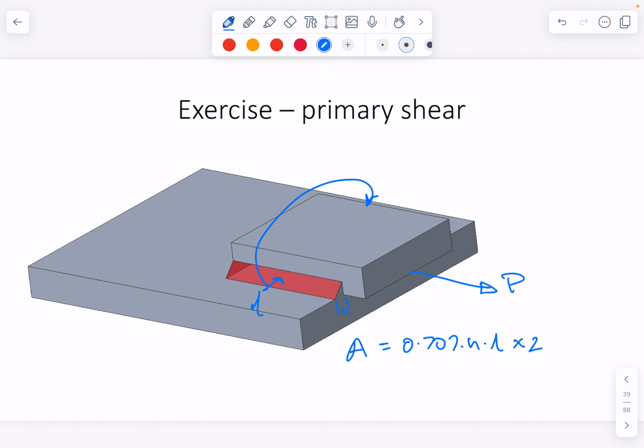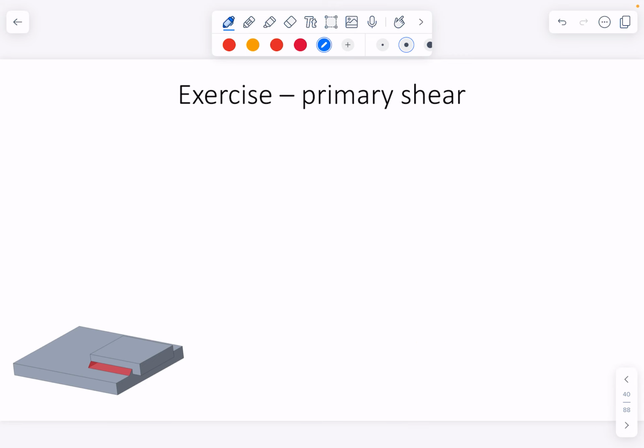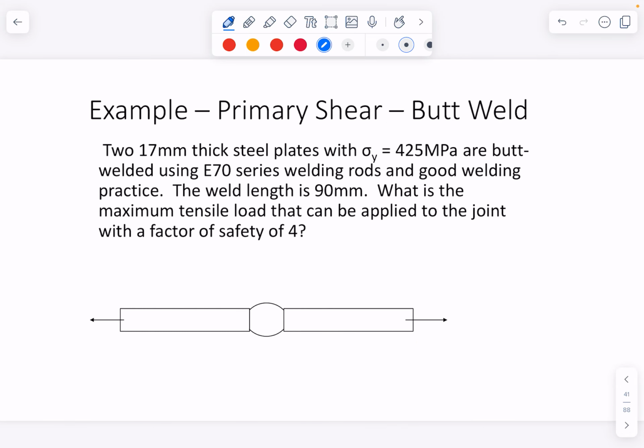So then my primary shear is simply going to be P divided by 0.707 HL times 2. Okay, so that's fairly straightforward, which is what I've just done. We won't go any further.